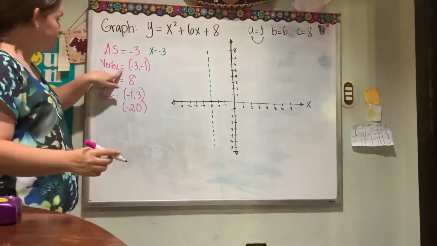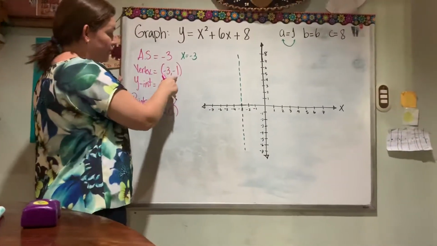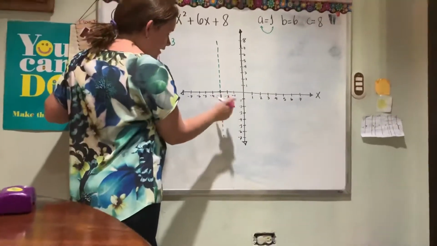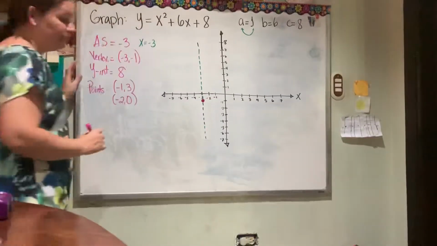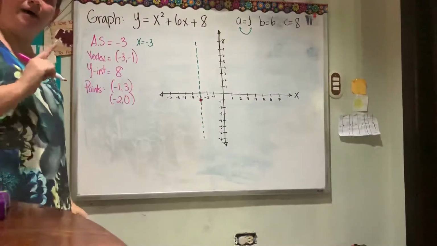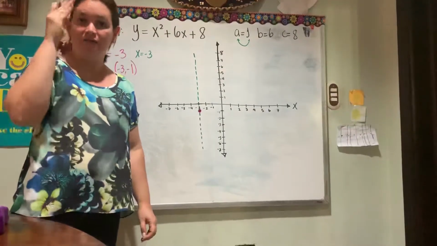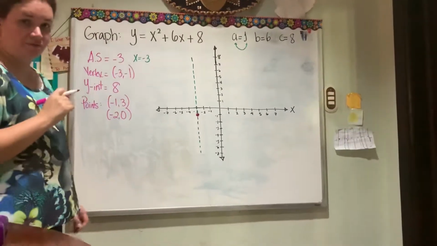I'm going to plot the vertex point. The vertex point is located at -3, -1. That's -3 and -1. So my vertex point is going to go over here. Keep in mind that the vertex is always going to be in the axis of symmetry. Okay, that's a hint for you to know that everything is working well.